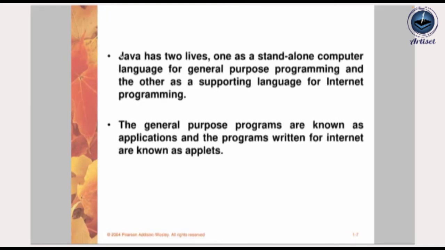Java has two lives. One as a stand-alone computer language for a general-purpose programming language. It simply means Java is used for both backend and front-end. It is a standalone application, and the other is a supporting language for internet programming. The general-purpose programs are known as applications, and the programs written for the internet are known as applets.